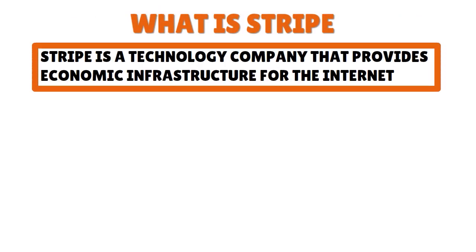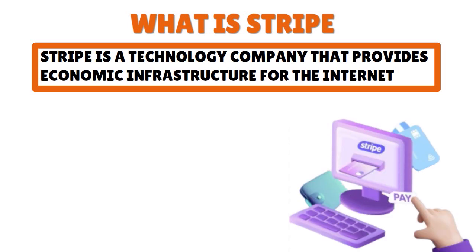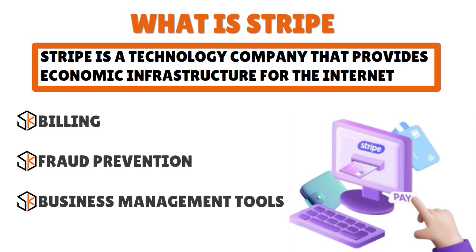Now let me quickly explain what Stripe is. Stripe is a technology company that provides economic infrastructure for the internet, kind of similar to PayPal. You may know Stripe mainly for its payment processing services, which allow merchants to accept payments online, right? They also offer a suite of other related products such as billing, fraud prevention, and a business management tool. Businesses of every size, from new startups to public companies, use their software to accept payments and manage their business online. So that's really good.